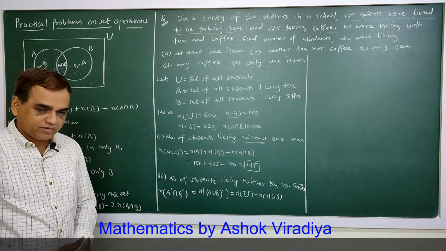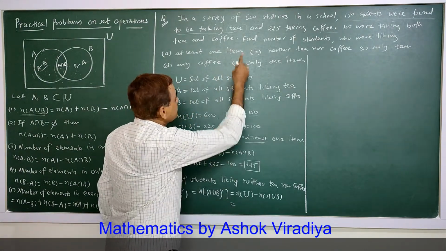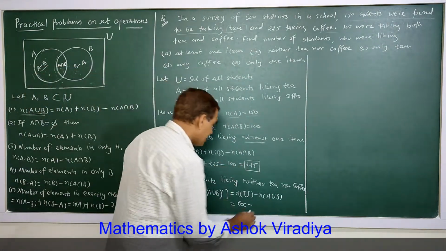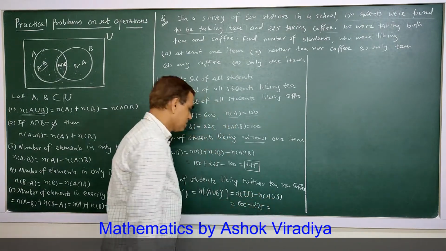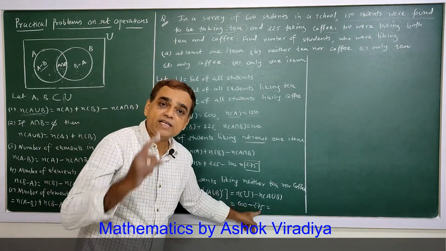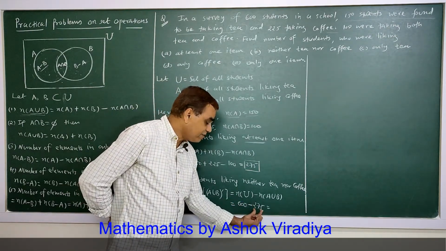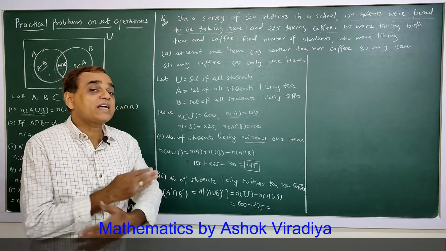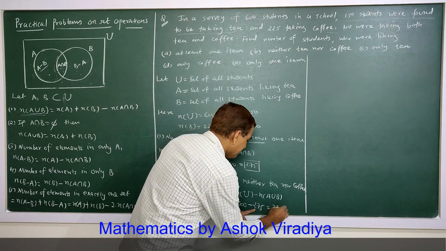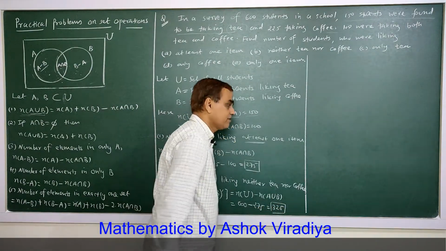Rule for complementation. Now the number of elements in U: in U there are 600 students, and in A union B there are 275 students. Here we have already found 275 students who like at least one item. So from the total number of students, if you subtract 275, the remaining students do not like anything, neither of the items. So this will be 325. So there are 325 students who like neither of the items.